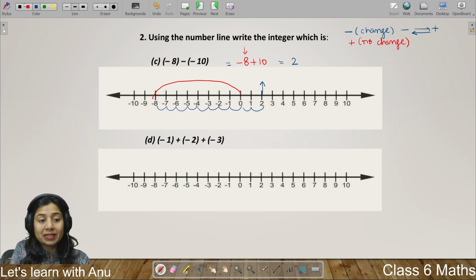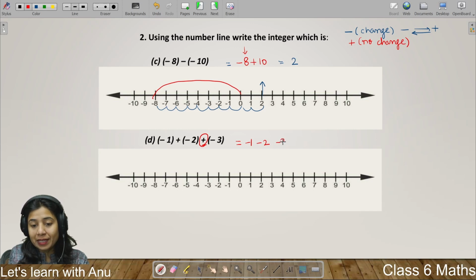Moving to the D part class, let's open the brackets again. So here it is -1. Outside positive sign is there, so inner sign is maintained. -2, again it's a positive sign, so inner sign is maintained. -3. So here we are going to solve 3 integers simultaneously. Firstly, it's -1 from 0. I'll go to -1.